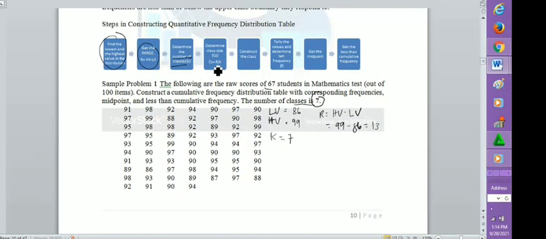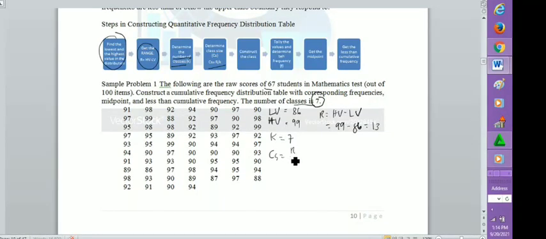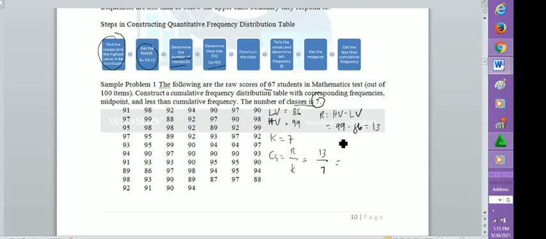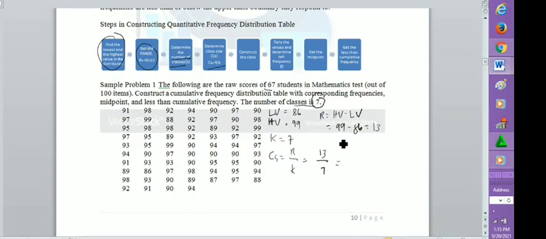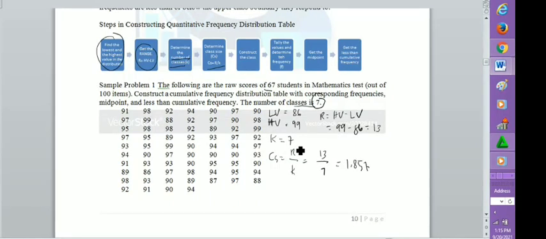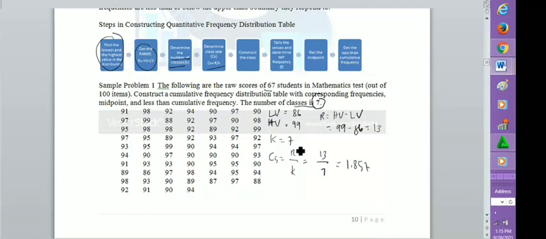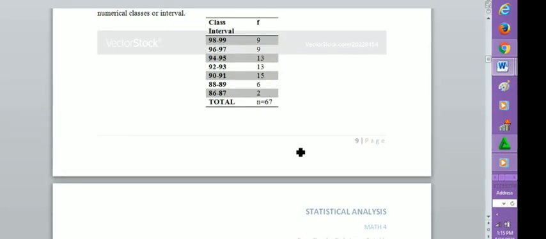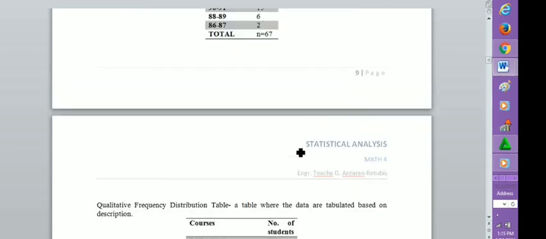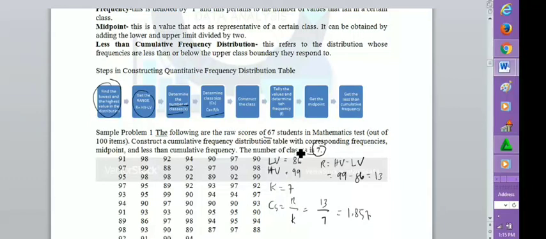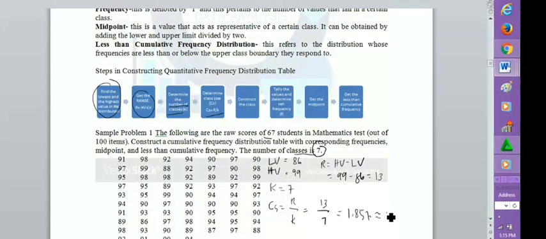And then, after determining that, we will now solve for the class size, which is range over the number of classes. So the range is 13 and the number of classes is 7. So therefore, we have 1.857 there. Now remember class that this class size is the interval in our classes. If you could recall, in our example in page 9, we have 86 to 87. Our class size there is 2, right? So this 1.857, it will be impossible for us to make a class interval using that decimal. So therefore, we have to round it off to a whole number to become 2.